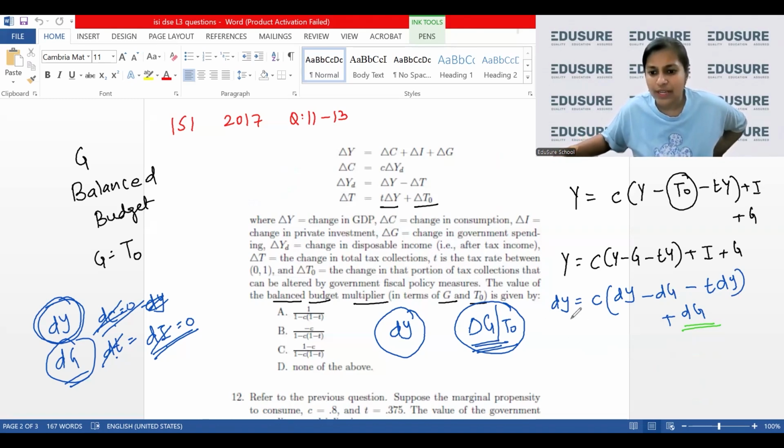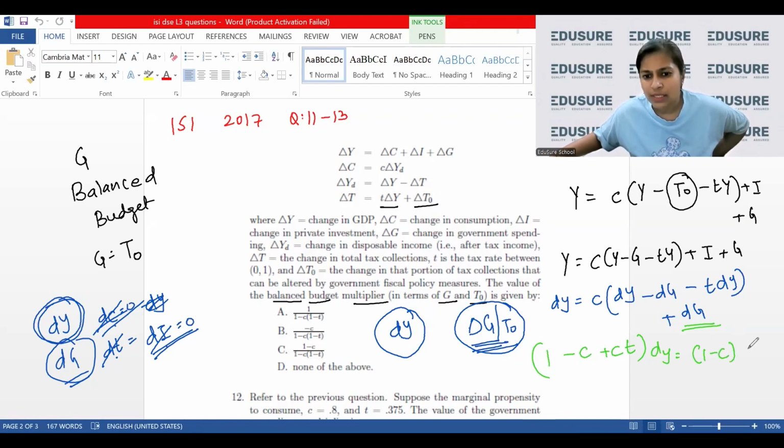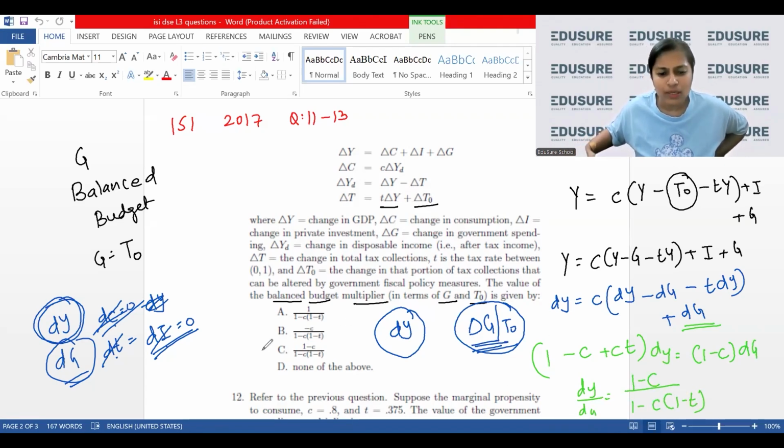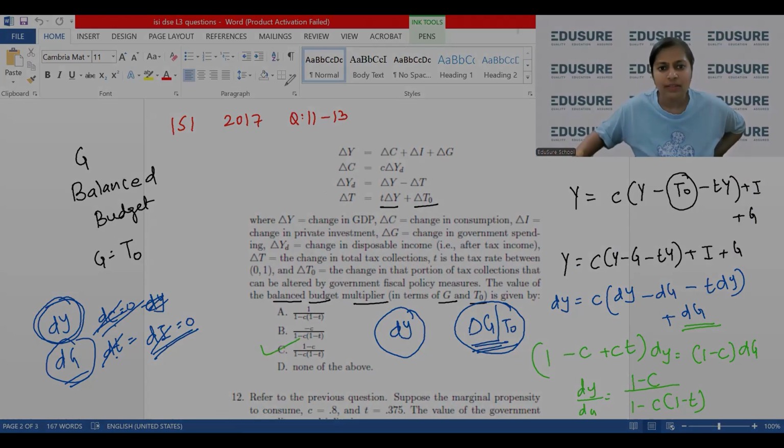So using this now, we can form our equation. So we will get dY minus c dY plus ct. Sorry, this is going to be 1 minus c plus ct. So (1 minus c plus ct) dY is going to be equal to (1 minus c) dG. So that means dY by dG is going to be equal to (1 minus c) upon (1 minus c) into (1 minus t). So this is going to be option C, right?